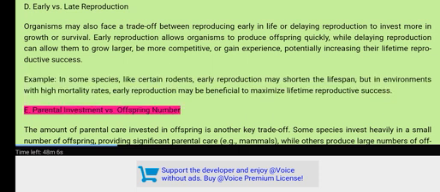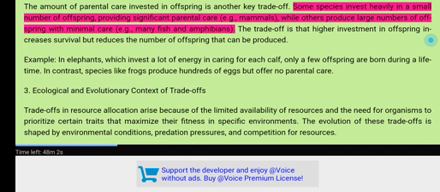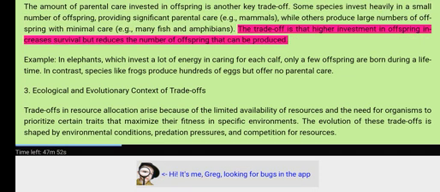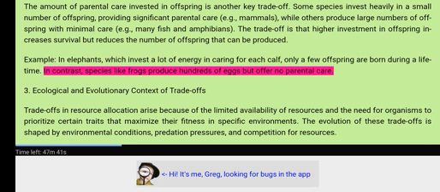E. Parental investment versus offspring number. The amount of parental care invested in offspring is another key trade-off. Some species invest heavily in a small number of offspring, providing significant parental care, e.g., mammals, while others produce large numbers of offspring with minimal care, e.g., many fish and amphibians. The trade-off is that higher investment in offspring increases survival but reduces the number of offspring that can be produced. Example: in elephants, which invest a lot of energy in caring for each calf, only a few offspring are born during a lifetime. In contrast, species like frogs produce hundreds of eggs but offer no parental care.